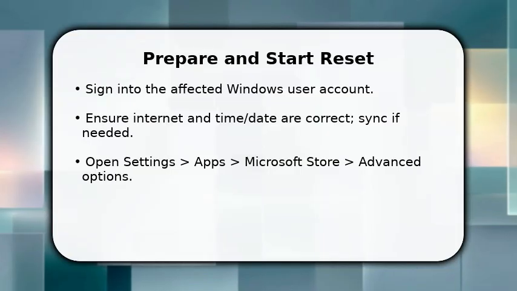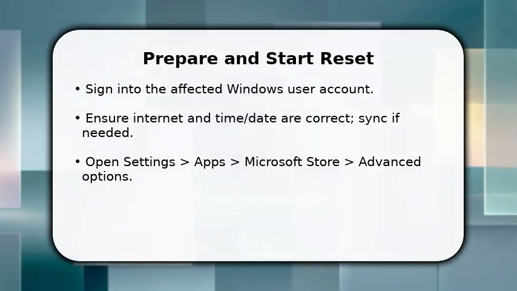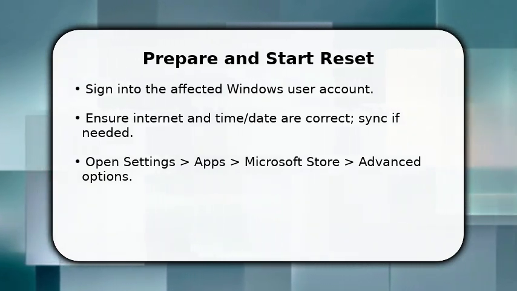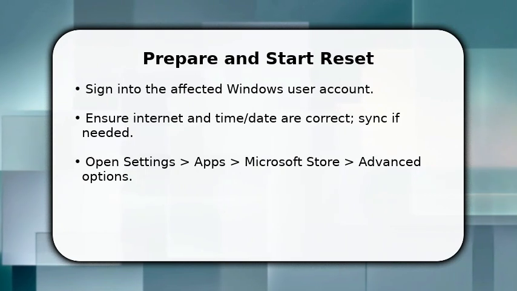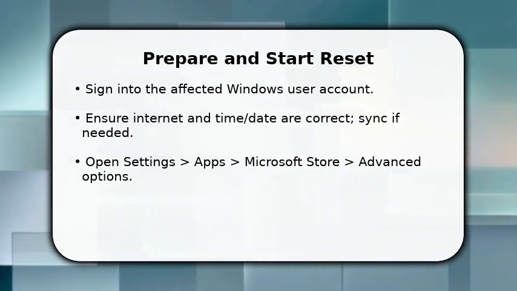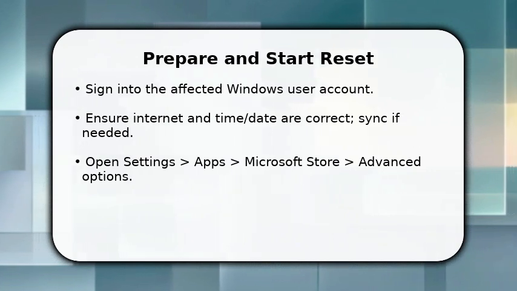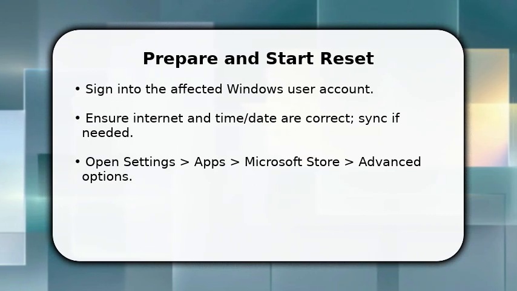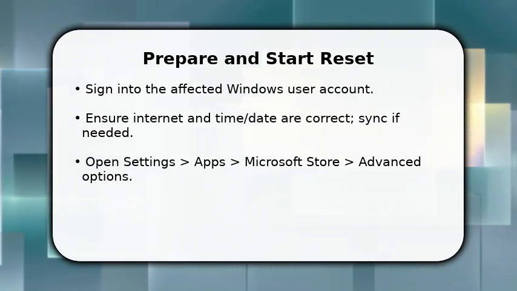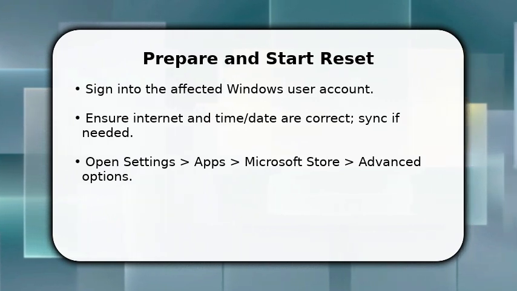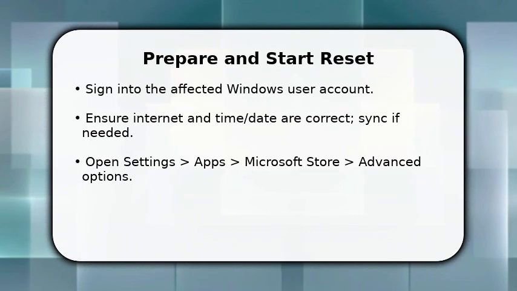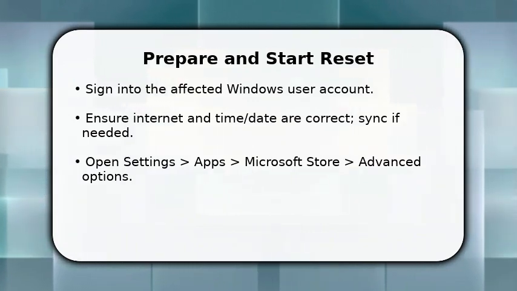You'll begin by confirming prerequisites and performing the first fix. Sign into the Windows account that has the issue, then make sure internet and system time are accurate because store updates depend on those. Once done, open Settings, go to Apps, find Microsoft Store and choose Advanced Options. From here, you'll click Repair. If repair fails, use Reset. These steps clear cached data and re-register the app so the update process can proceed cleanly.